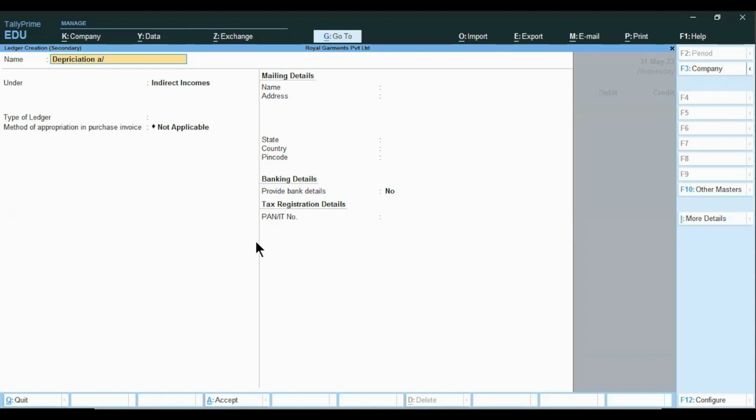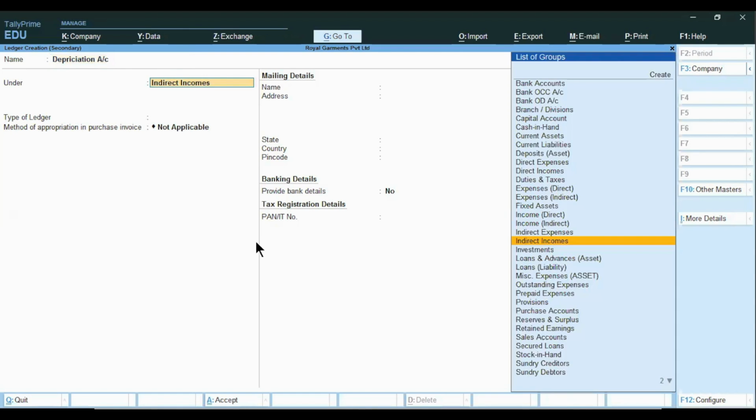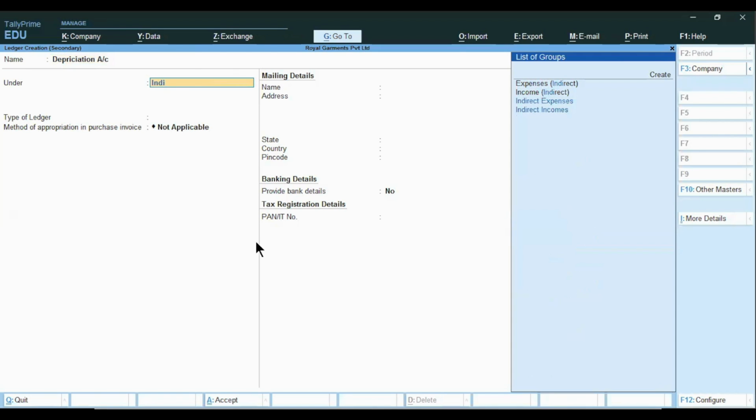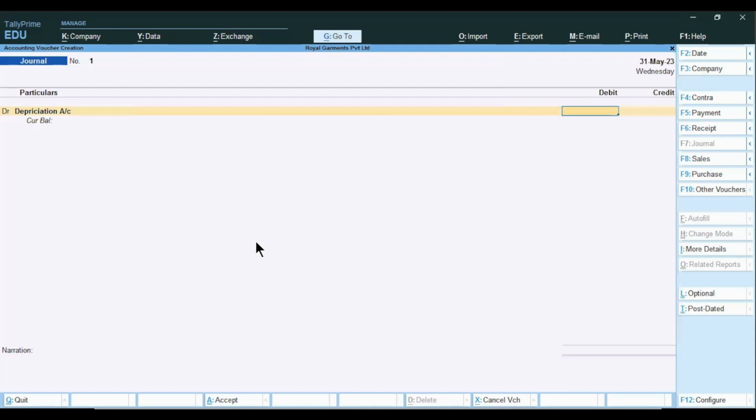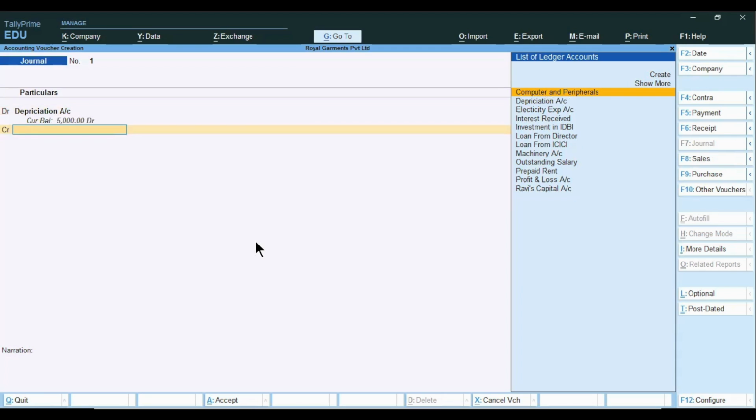Depreciation account. Depreciation is always an indirect expense. Rest of the things keep it as it is. Depreciation of rupees 5,000 on machinery. Enter. Credit machinery. As we have already created the ledger, we have this machinery ledger.